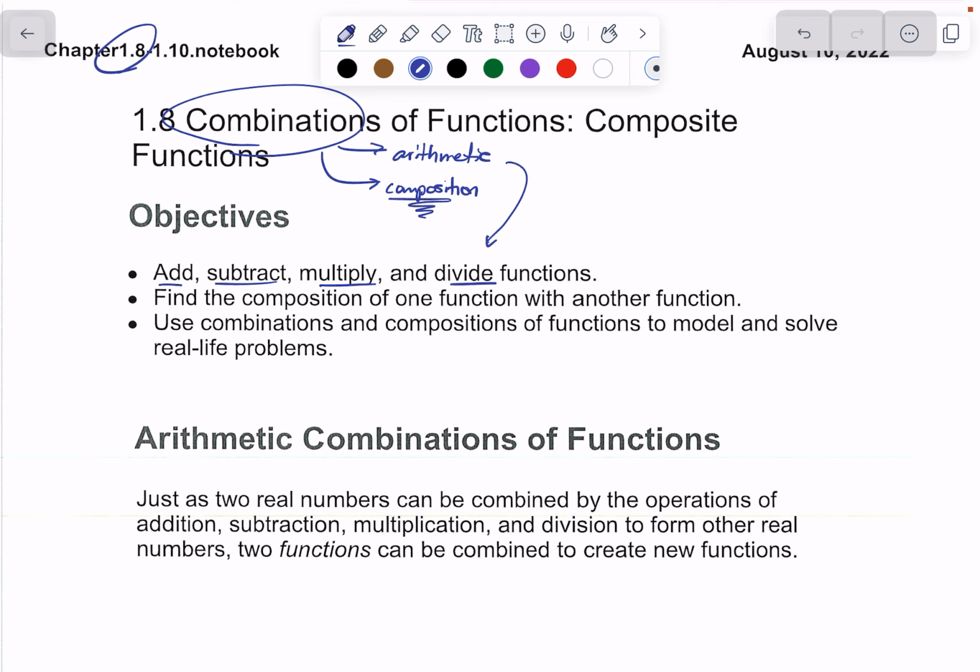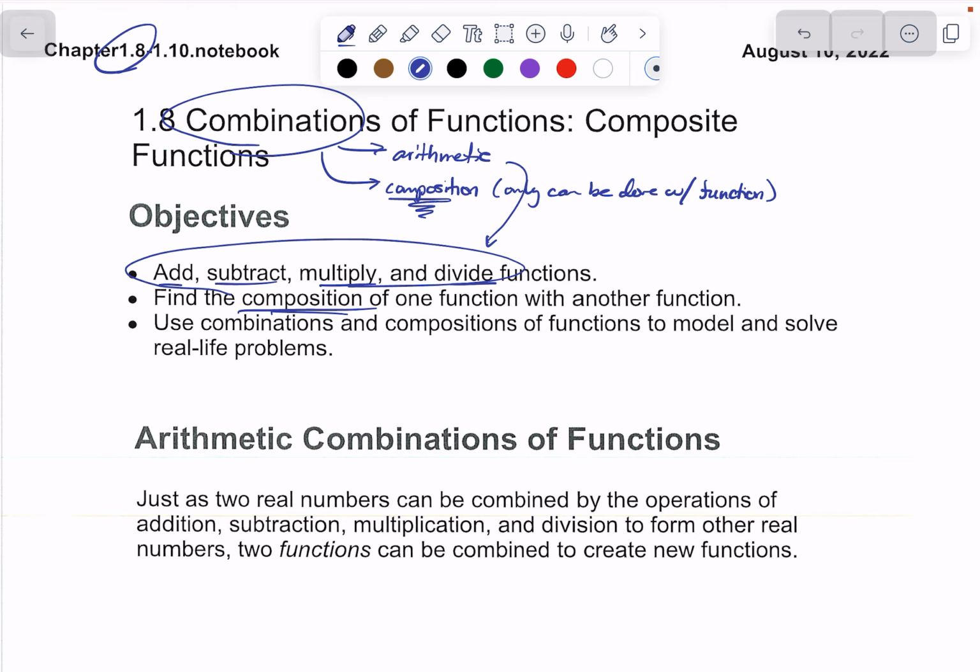Composition is a very unique thing that can only be done with functions. No other mathematical thing you have ever learned can do this thing that we call composition. This is kind of tricky, but through enough examples you can get used to it. So we're going to learn how to combine arithmetically two different functions, and then we're going to figure out how to compose them through a composition.